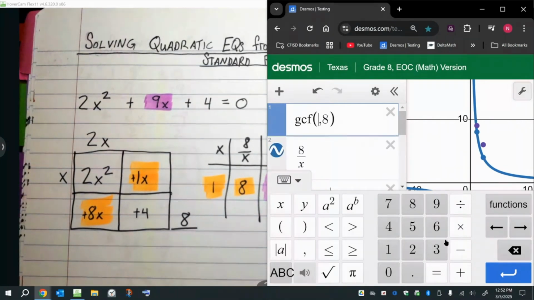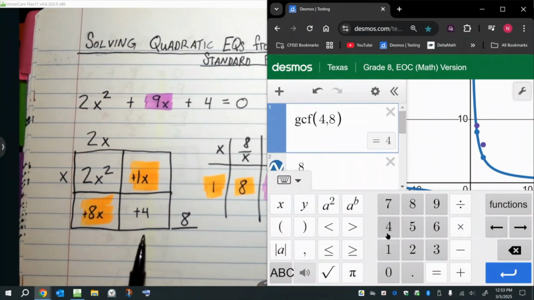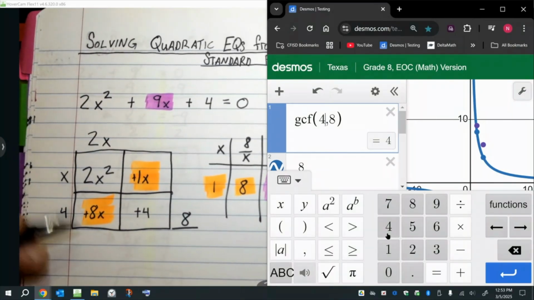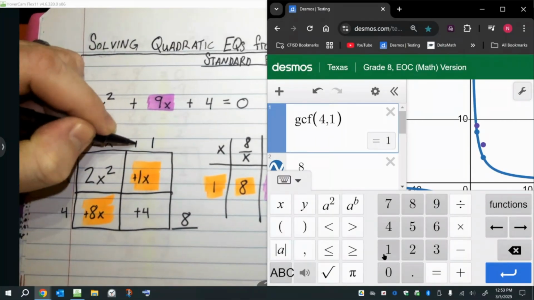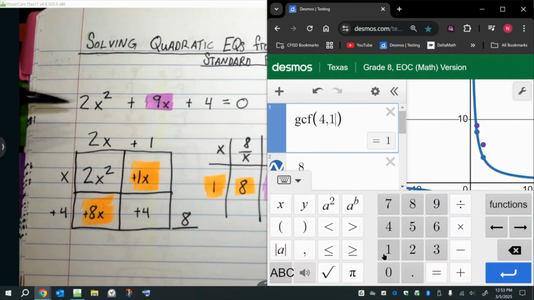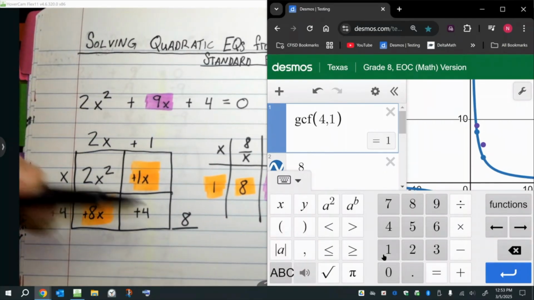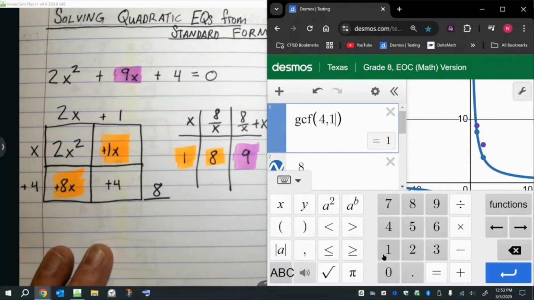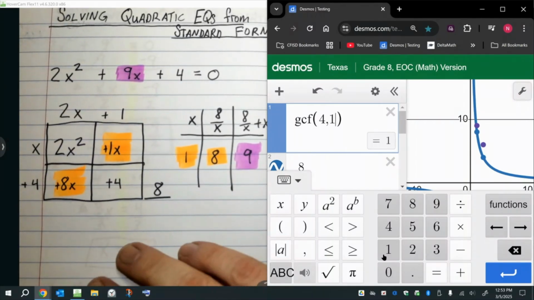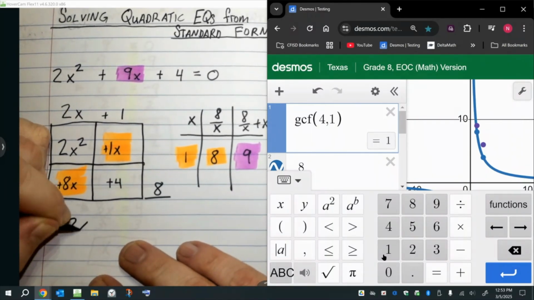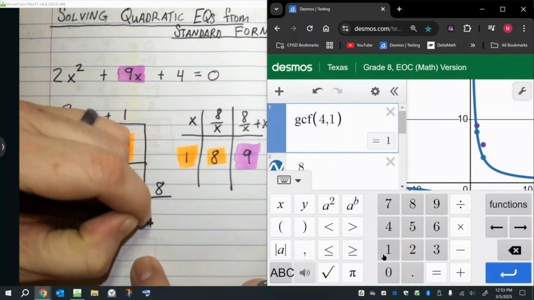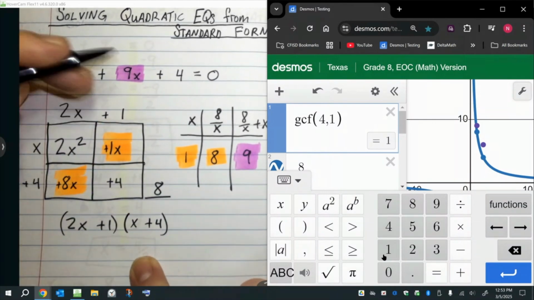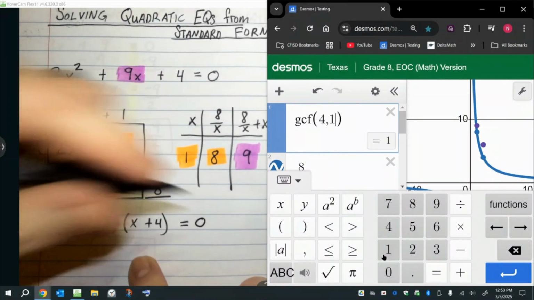Maybe you just get rid of this, 4, and it'll tell you that this direction is 4. And then here I've got 1 and 4. Well, you can just do 1 and 4 if you need to. And that tells you 1. So that's plus, because everything up here is plus, everything in here is plus, everything there is plus. So what happens now? Well, this now becomes 2x plus 1 and x plus 4, and it equals 0.